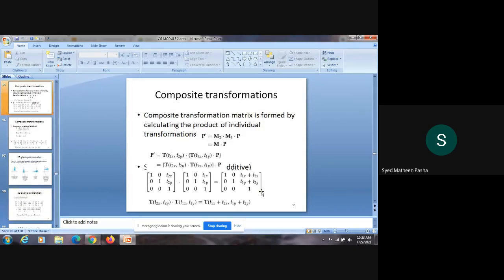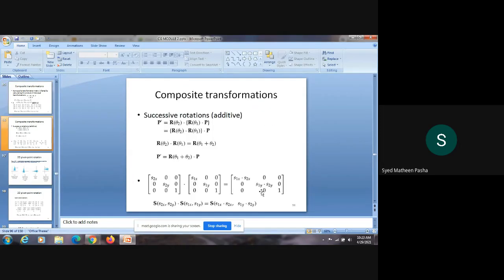Then we saw something called composite transformation. We formed composite transformation so that we can calculate the product of individual transformations, that is translation, scaling, as well as rotation. You are just combining the transformations of different geometric conditions there.